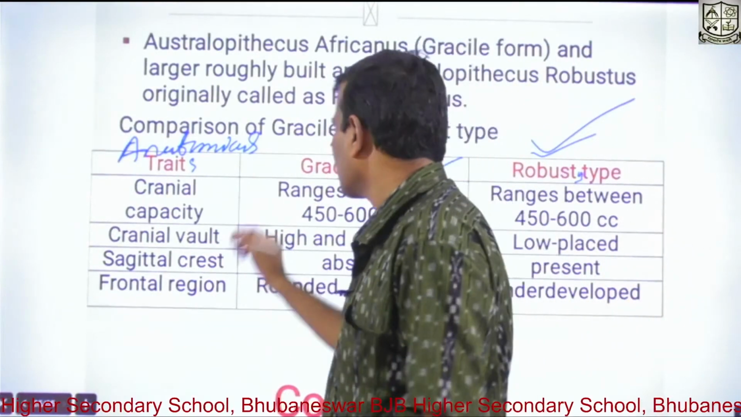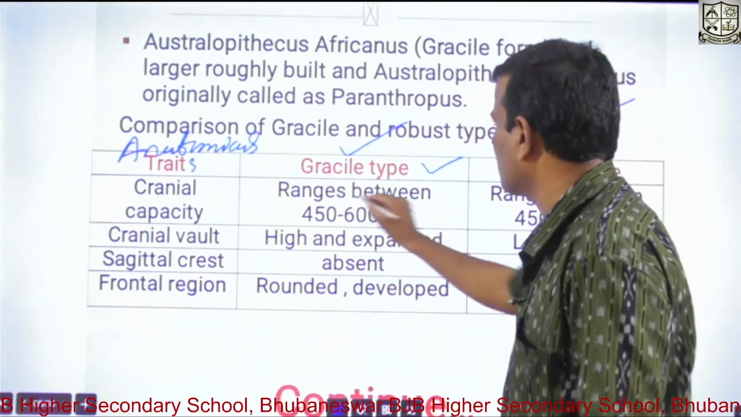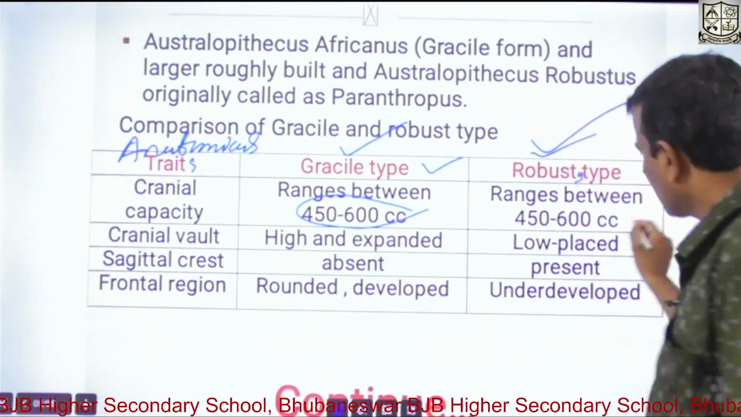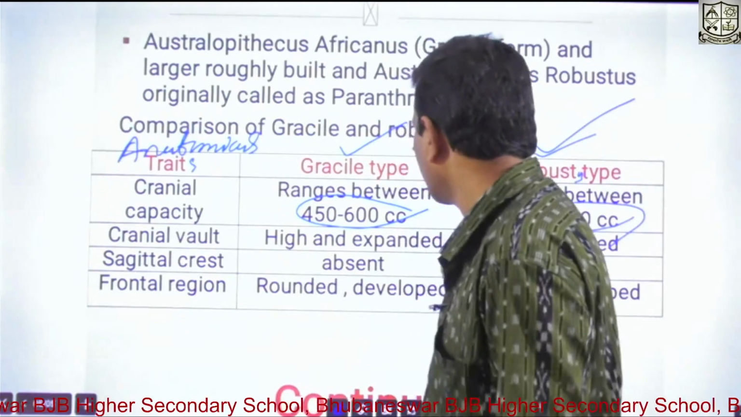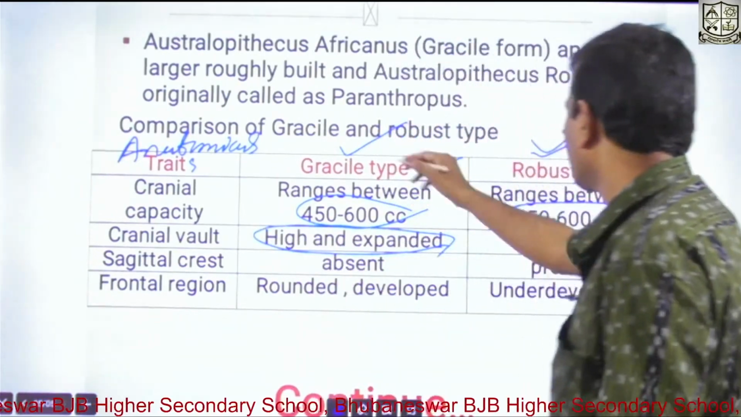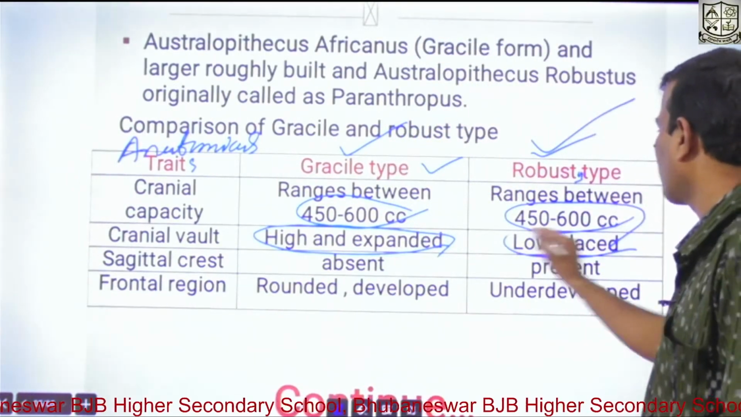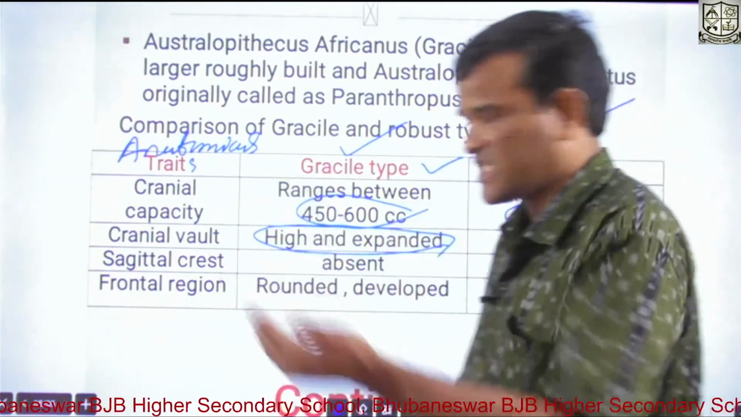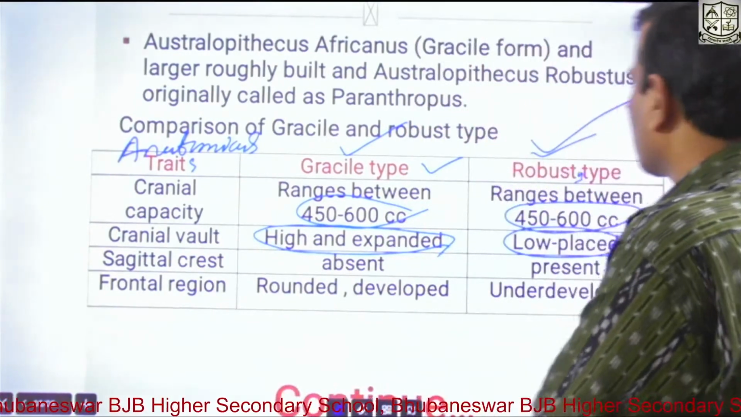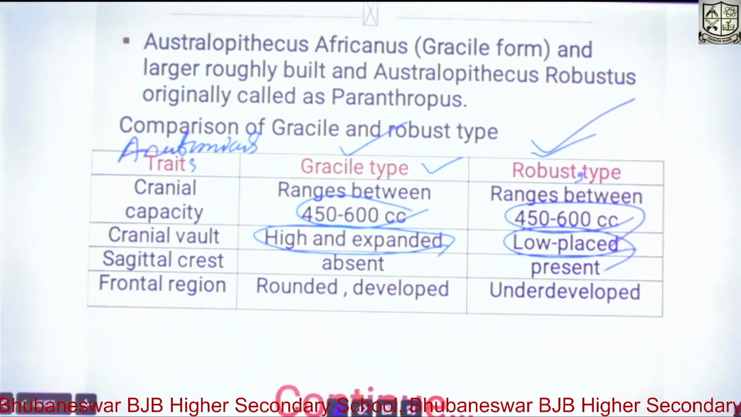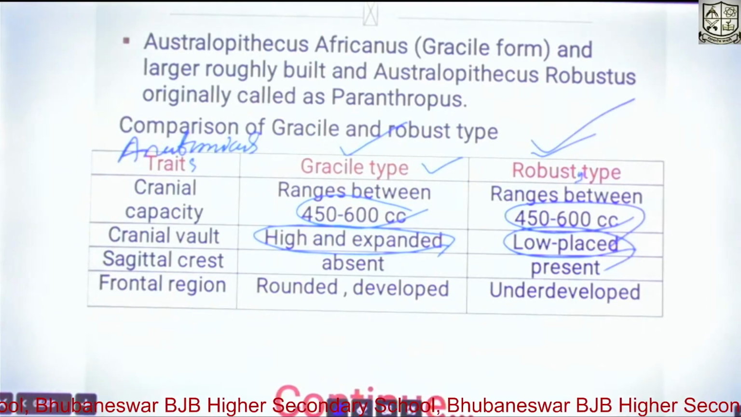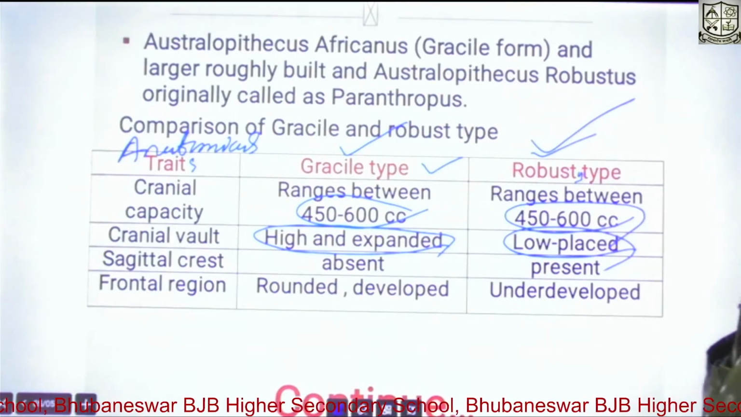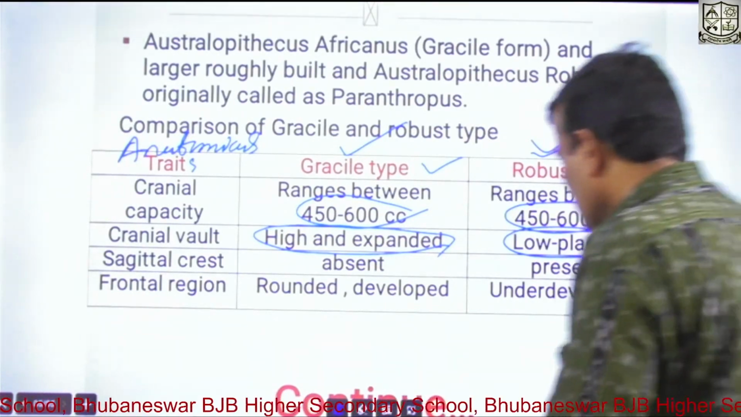So the cranial capacity of the glacial variety is between 450 to 660, and for the robustus it is 400 to 660. The cranial vault is high and expanded in the glacial type, and in the robustus it is low placed. The sagittal crest is absent in the glacial type and present in the robustus type. The frontal region is rounded and developed in the glacial type, and underdeveloped in the robustus type.